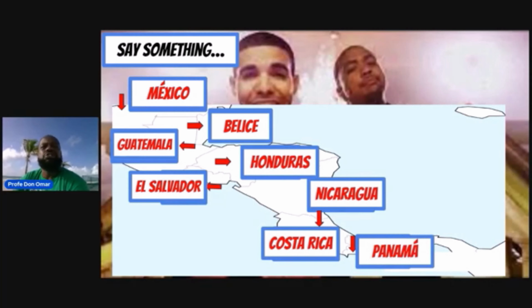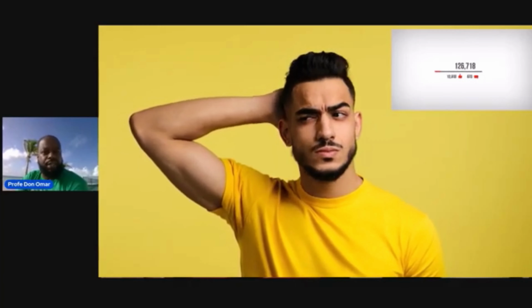Now I know you're looking at this and saying, okay, Belice. Well, yes, the official language of Belize is English. However, over 62% of the people that live in Belize actually speak Spanish. Who would have thunk it? That's why we included it in the map. Plus, it helps for the saying and the cheat code to work.